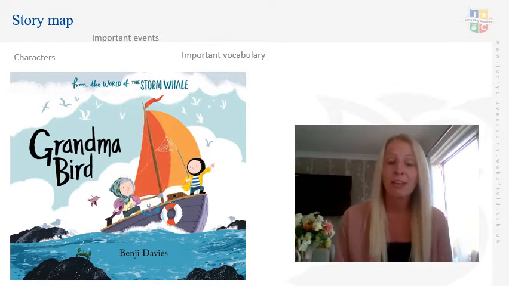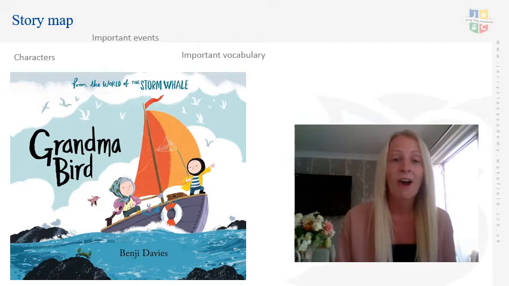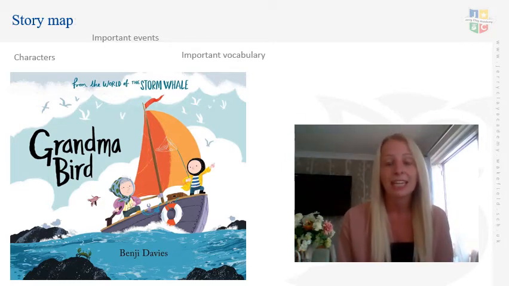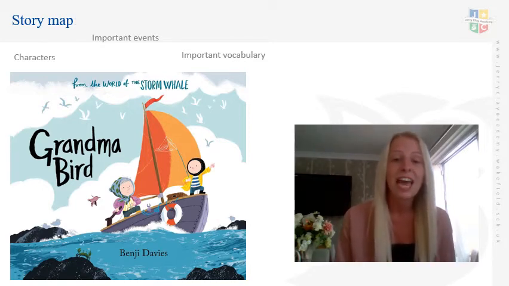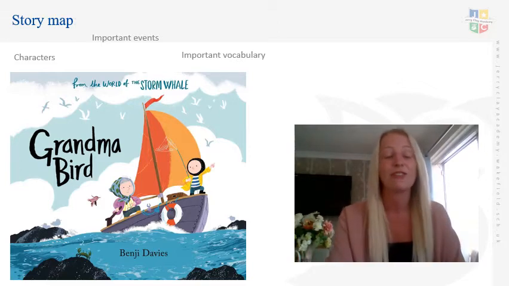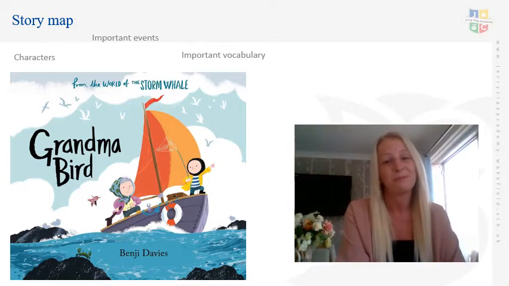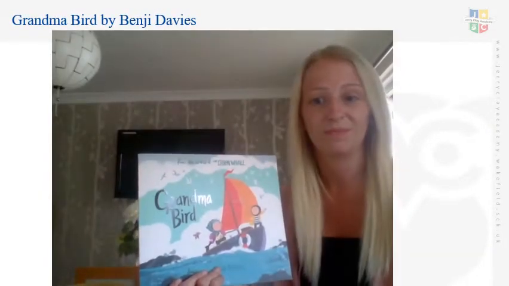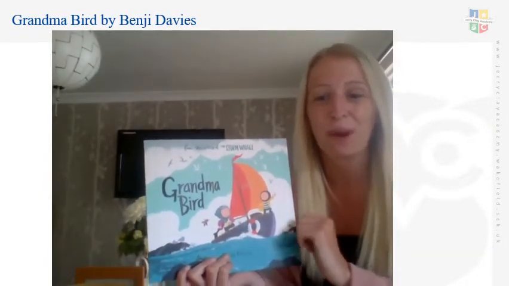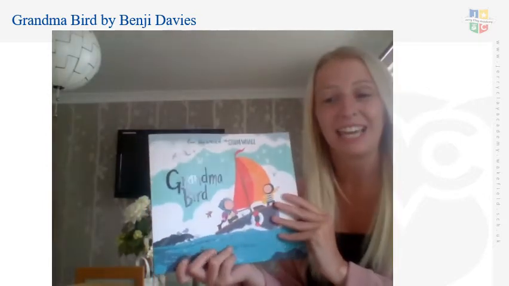When we've done that, we're then going to be adding important vocabulary onto the story map to help picture and really capture those really powerful words. So what we're going to do is watch the story again to help refresh our memory, ready to draw such a detailed story map. Here is the story of Grandma Bird by Benji Davies.